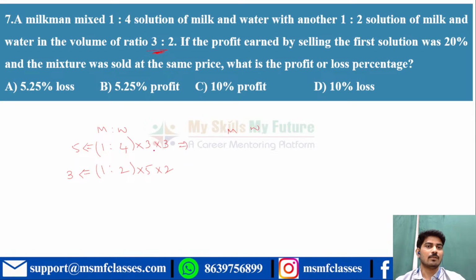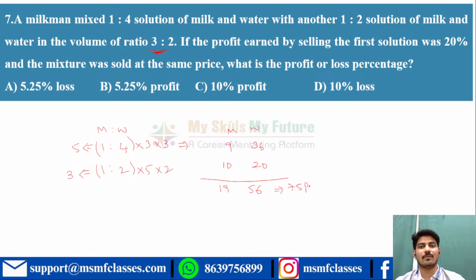So 3 into 3 will be 9, 9 into 1 will be 9, and so on, 6 and 10 and 20. If I add all these, it will be 19 is to 56. So in the third container, or in the mixture, milk is 19 parts and water is 56 parts. So the total how many parts are present here? 75 parts are present here.